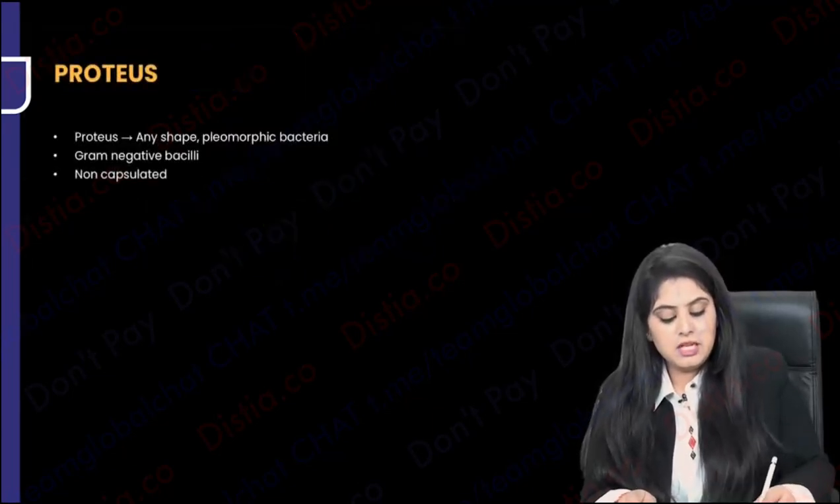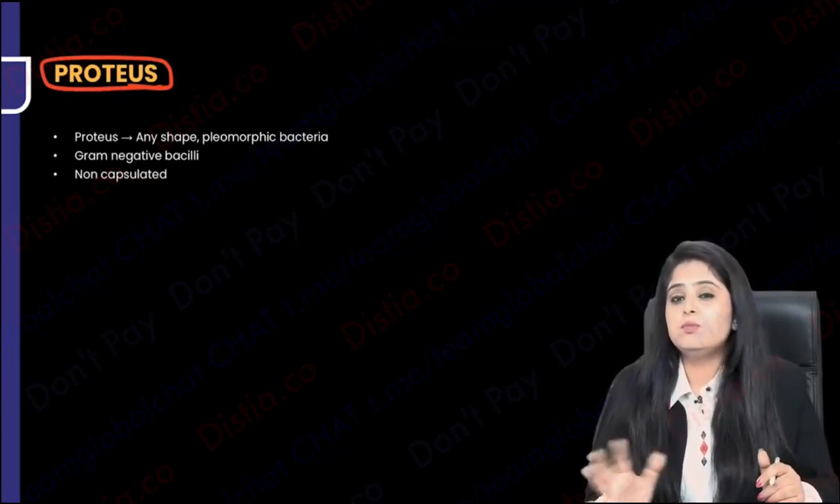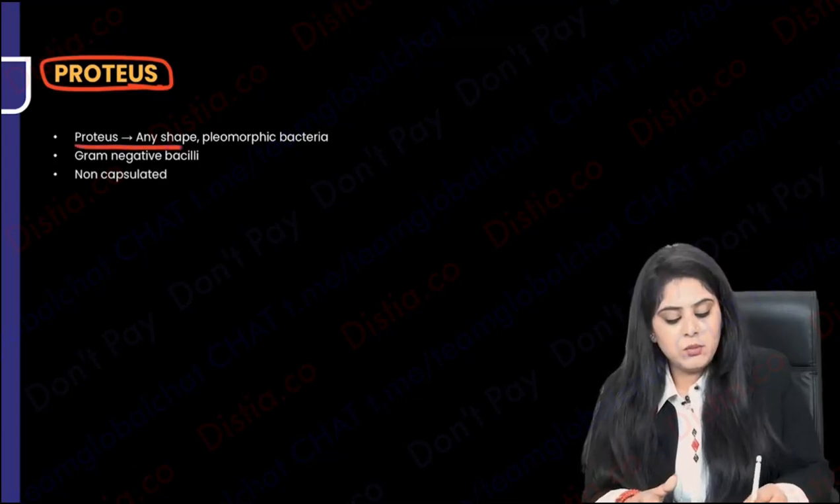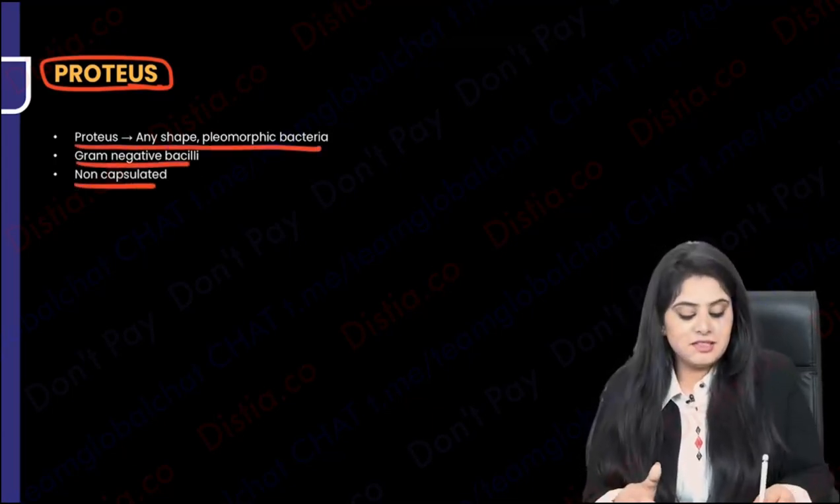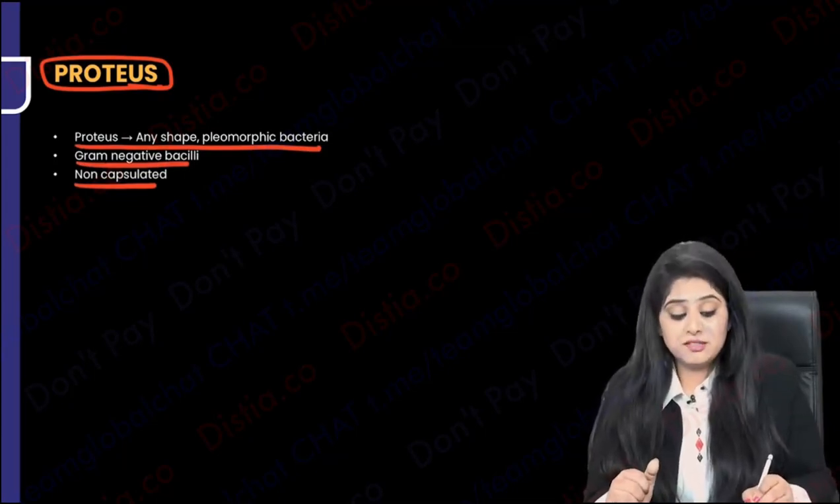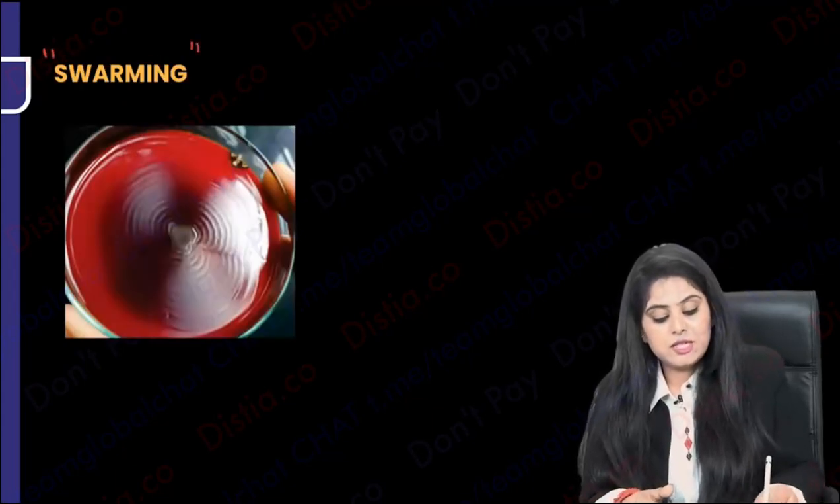And do you know the meaning of the word Proteus? Proteus refers to a Greek god. It is a Greek word which means it can take any shape. It is a pleomorphic bacillus. And I have already told you we are studying the gram-negative bacilli. This also doesn't have a capsule, but this has a very, very important motility. Rather than motility, I try to call it growth, and that is the swarming growth or swarming motility.